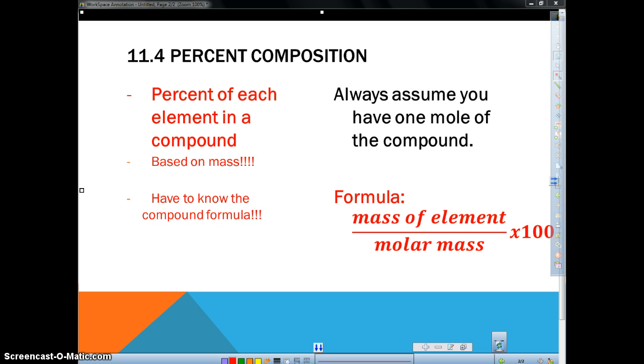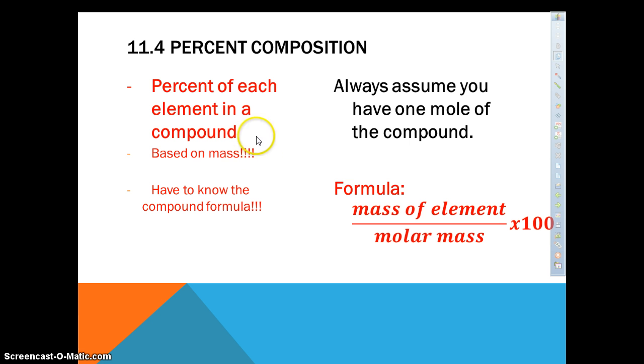So here's how we figure that out. Here's the formal definition, percent of each element in a compound based on the mass. So we find the mass of that element that's present and we compare it to the mass of the compound, or what we've done before is the molar mass. So here I have the formula we'll use to calculate percent composition. So you always want to figure out the total mass of your compound, and then you want to put that on the bottom, and that's like your total mass of the whole compound. And then whatever element you're interested in, you want to take the total mass represented of that element, and you'll divide it by the total.